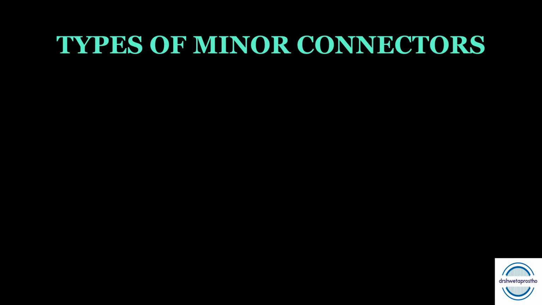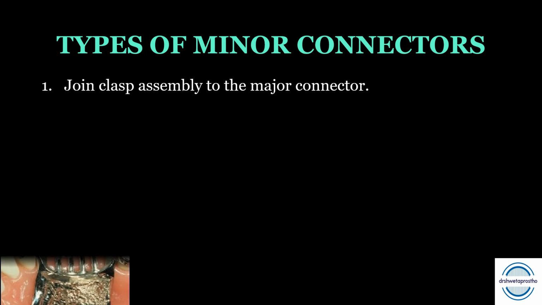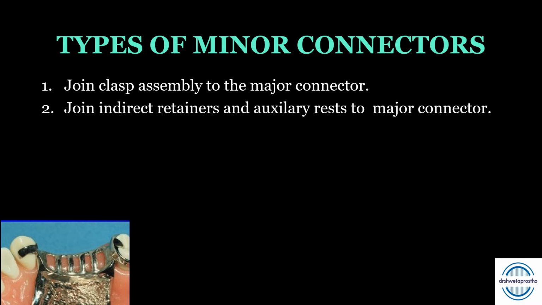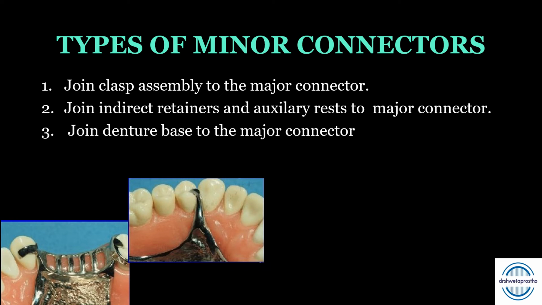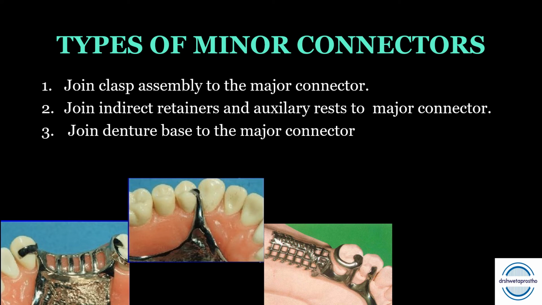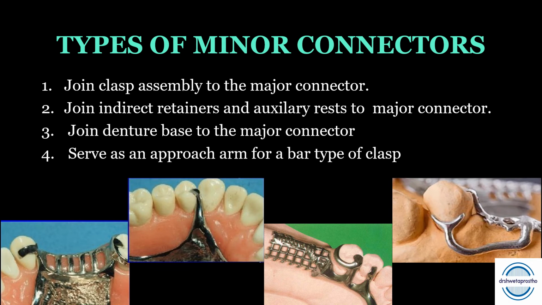Next comes the classification or the types of the minor connector depending on what it is connecting. First, the type of the minor connector which joins the clasp assembly to the major connector. Second type joins the indirect retainers and the auxiliary rest to the major connector. Third, they join the denture base to the major connector. And last, they serve as an approach arm for a bar type of clasp assembly. So let us discuss them one by one.